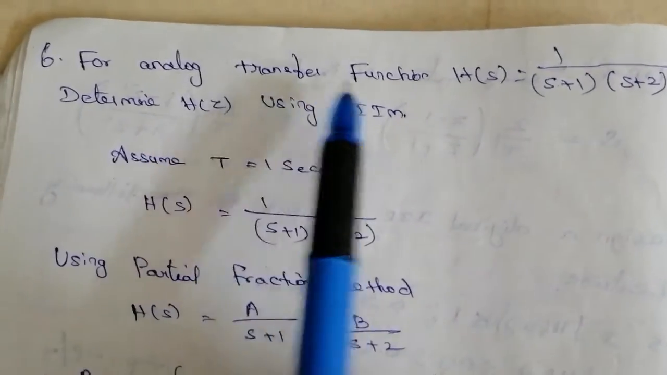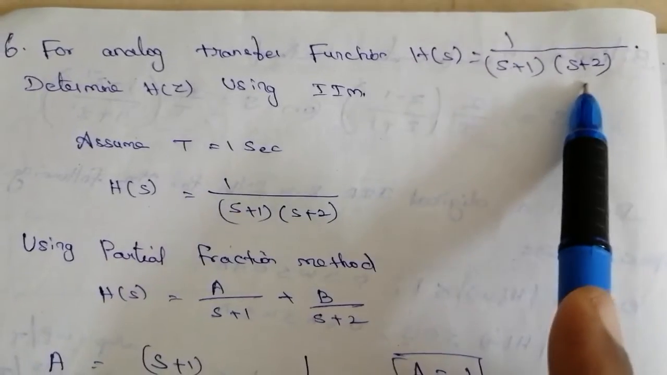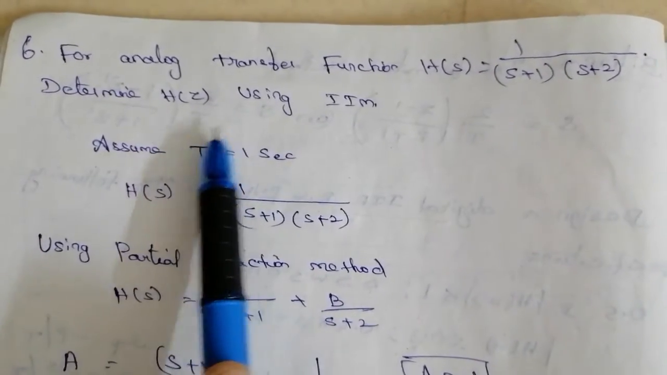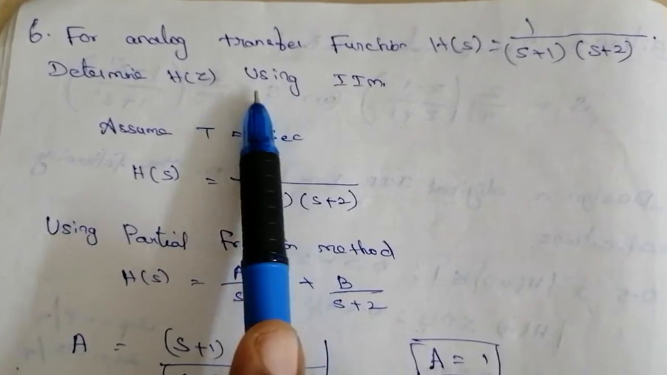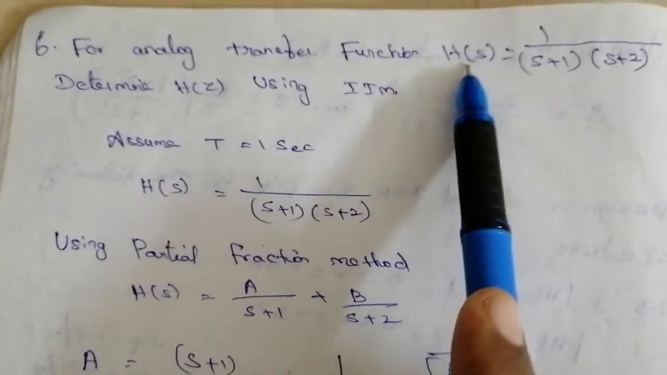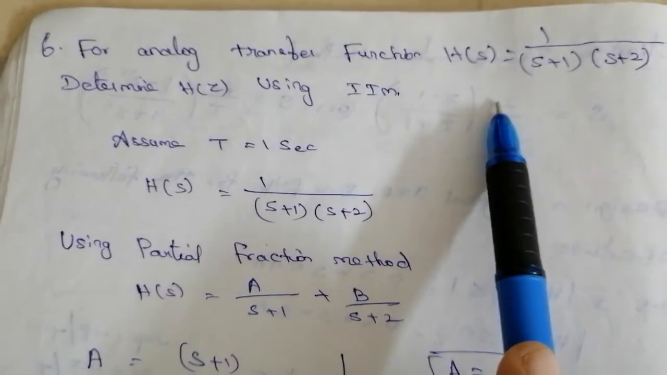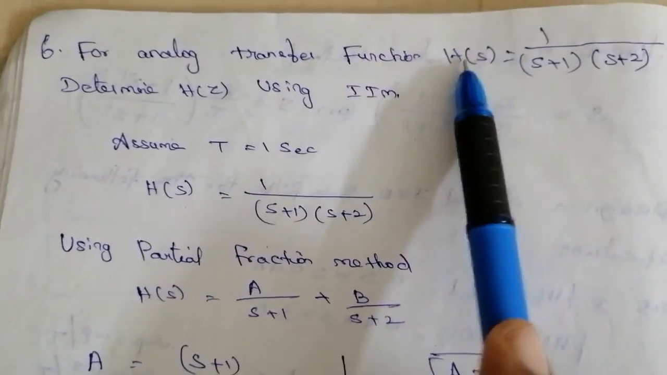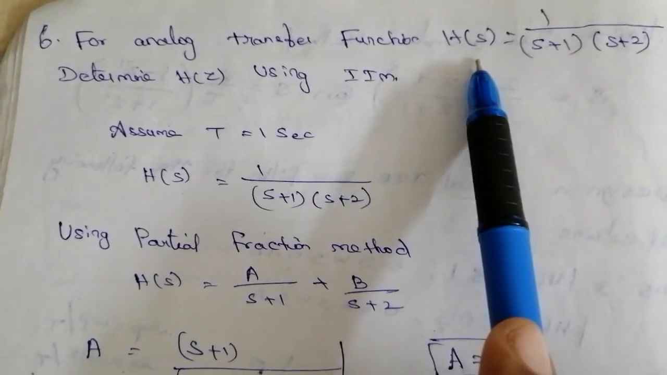Next problem, for analog transfer function H(s) is equal to 1 by (s plus 1)(s plus 2), determine H(z) using IIM. So this sum is also like the previous sum, but the only difference is here H(s) is directly given. But in the case of the previous problem, we have designed this H(s) with the help of 5 steps.